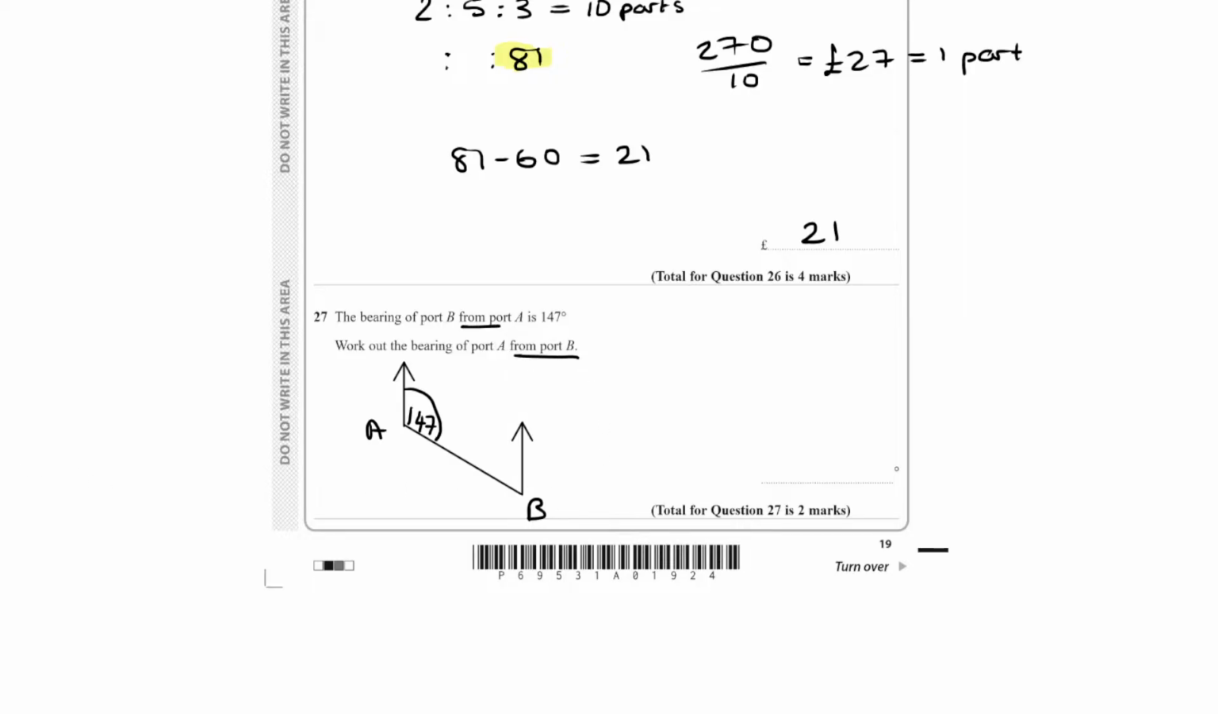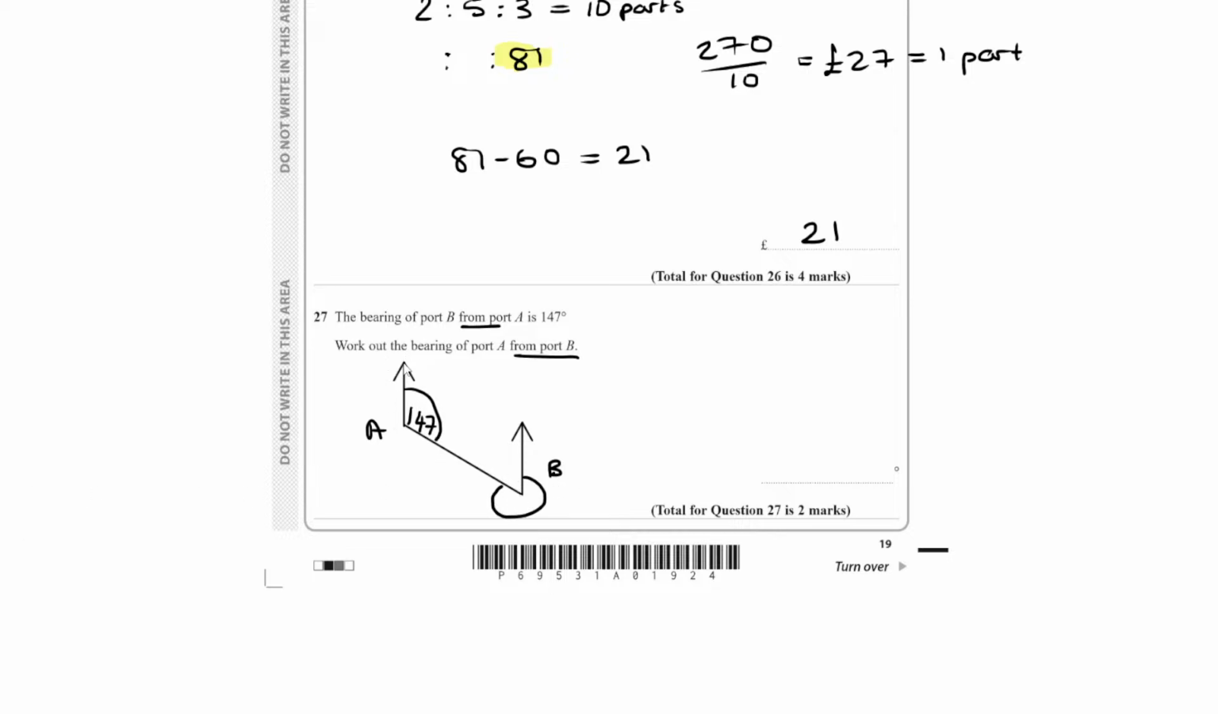Now they've asked for the bearing of port A from B. So clockwise, rewrite where B is. Clockwise from the north line of B. Do you see how that would be this bit here? Some people would think, oh, I just do 180 minus 147. It's not. Well, it is that, but it's not. That's not the final answer, is it? So that's the bearing I want.